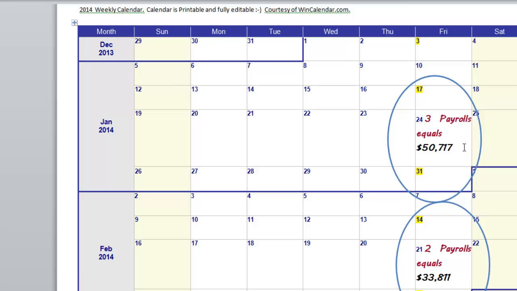But obviously we can see that in the previous months where we had 2 payrolls, we had plenty of extra money from our $47,000 revenue to pay all our bills. But in this particular month, we have almost $51,000 in payroll expenses, and we're only going to make $47,000. So we're $4,000 shy. We're not going to have enough money.